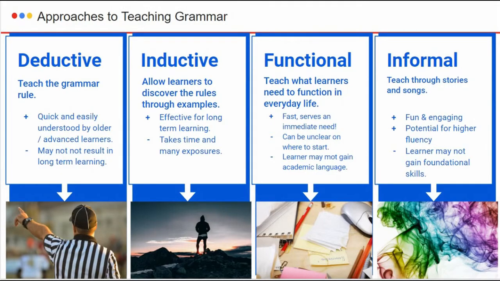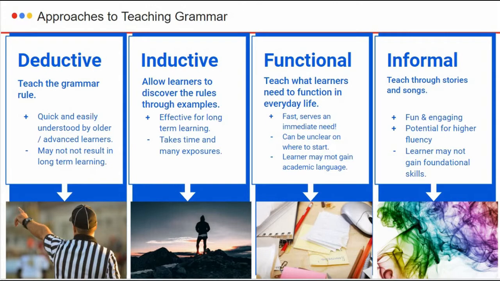There are four main approaches to teaching grammar. First is deductive. Deductive is when you teach the grammar rule. This is a quick and easy method that's understood by older learners. However, it may not result in long-term learning. The second approach is the inductive approach. This allows learners to discover the rules through examples. It is very effective for long-term learning, but it can take time and many exposures.